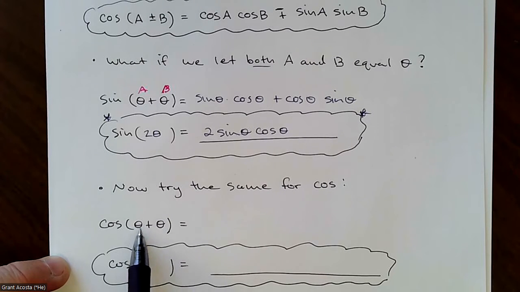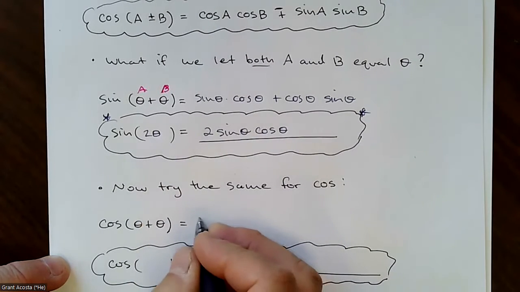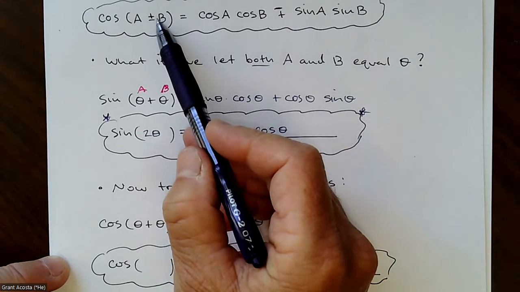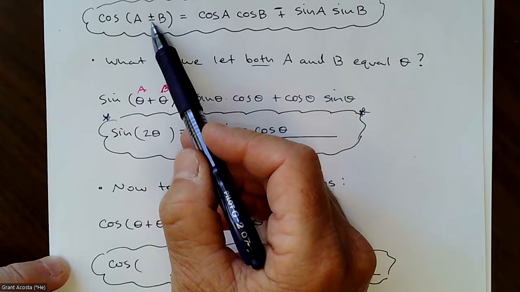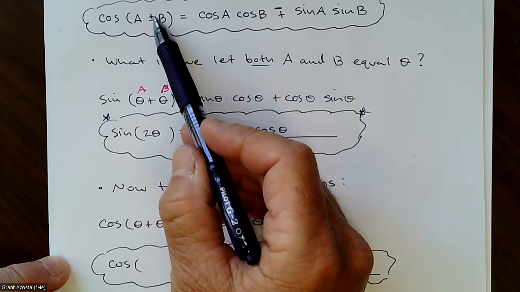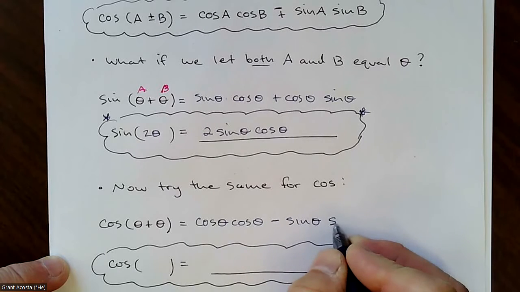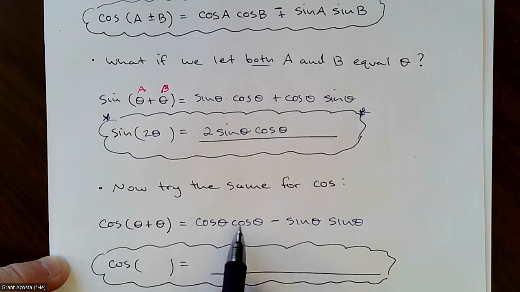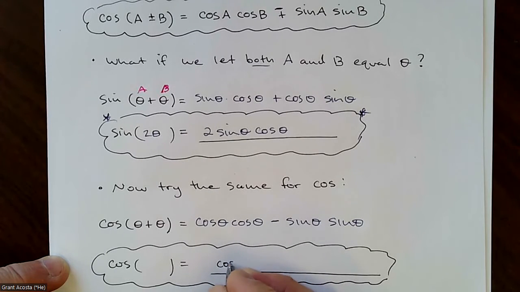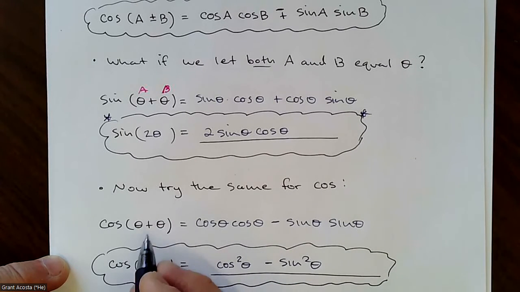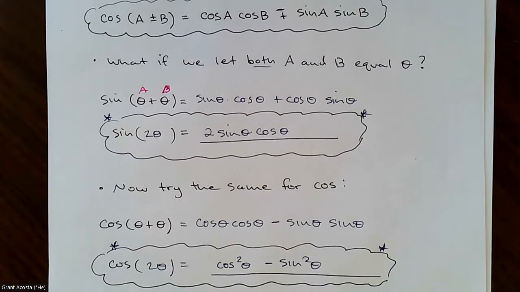Okay, if this is A and this is B, I'm going to end up getting cosine theta times cosine theta. Remember, for the cosine angle sum and difference formula, if I'm using the top one, if I'm adding, I'm actually subtracting now. So it's minus sine theta times sine theta. Well, cosine theta times cosine theta is cosine squared theta, and this is minus sine squared theta. And of course, theta plus theta is 2 theta. So here's my double angle identity for cosine.